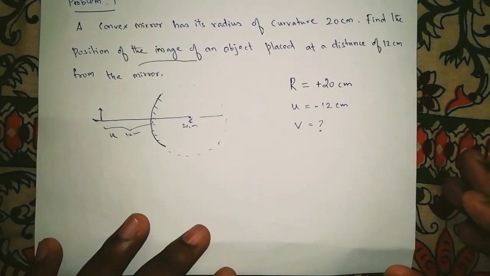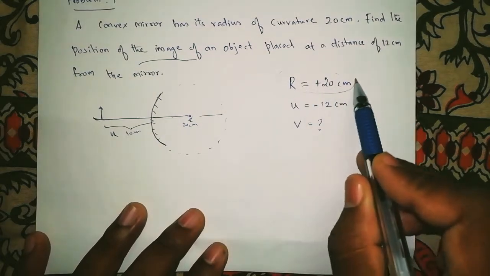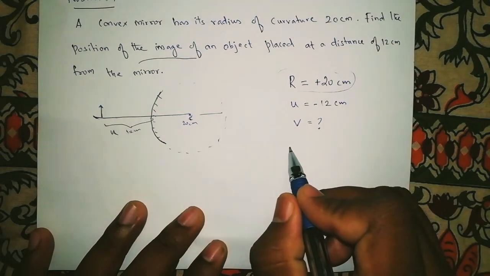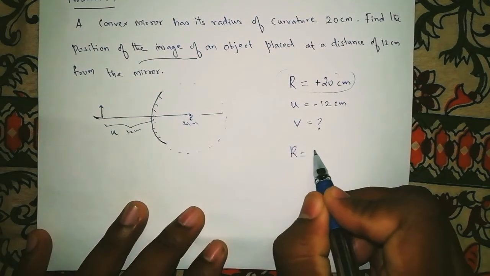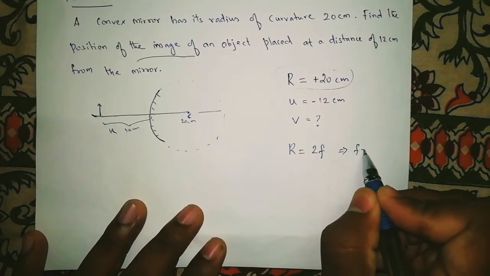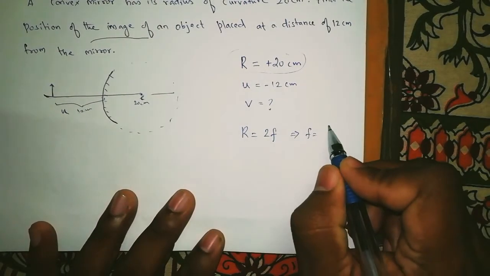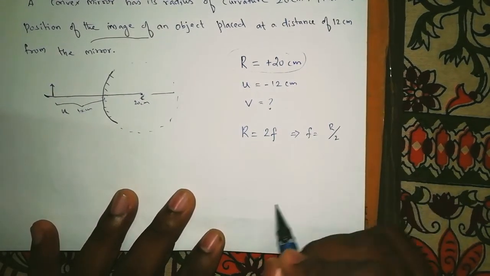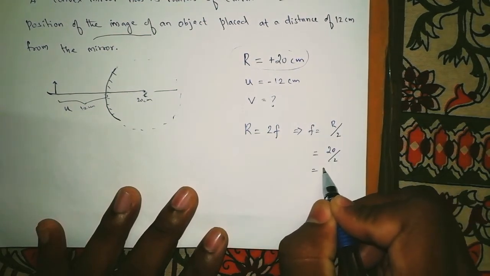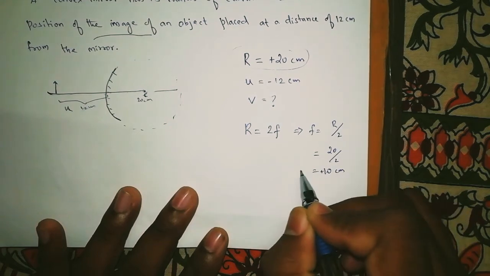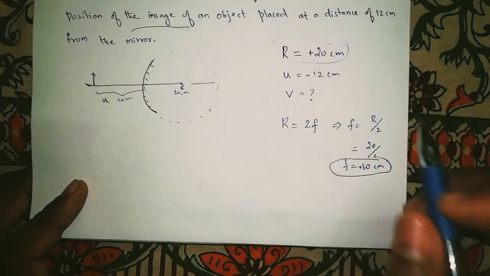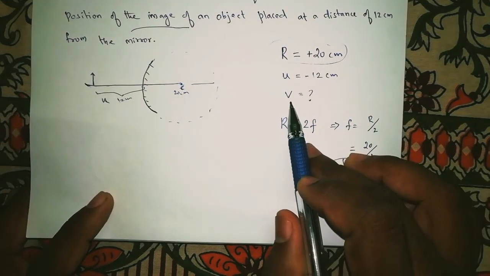So how to start this? Since r is given as 20, we can easily find the focal length, because r is equal to 2f. Am I right? So f is equal to r by 2. I hope you understand this. Then r is 20, so 20 by 2 comes 10. Plus 10 centimeter. So we know the focal length, right? So I know what is f, and also I know what is u. I need to find v.